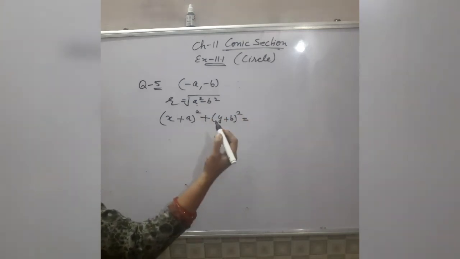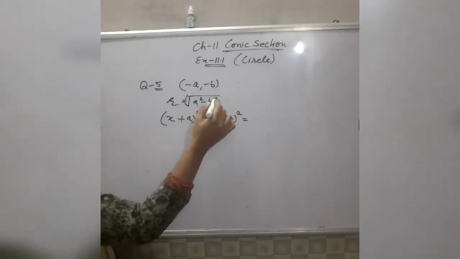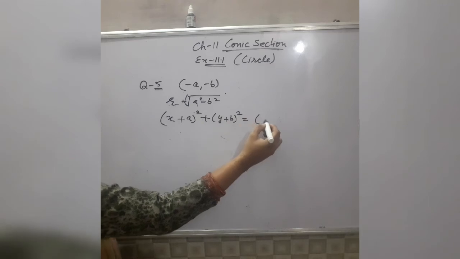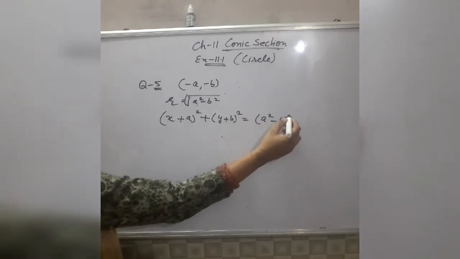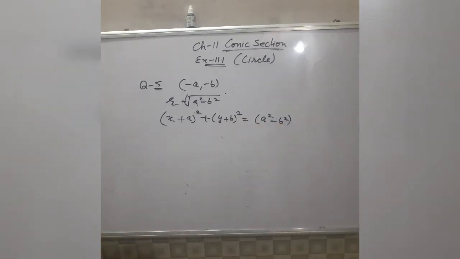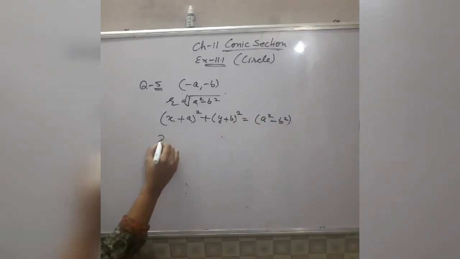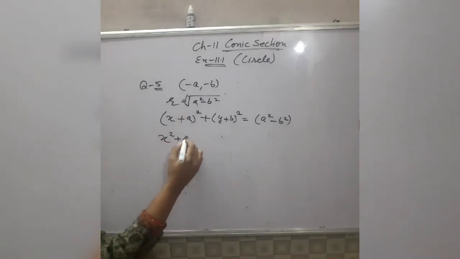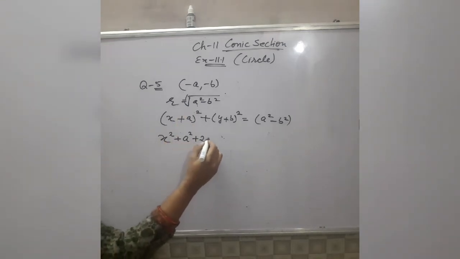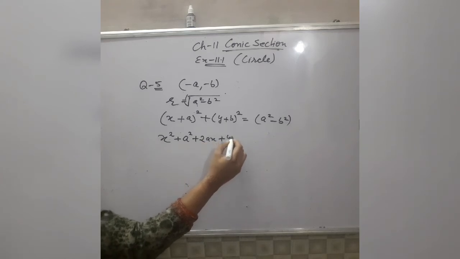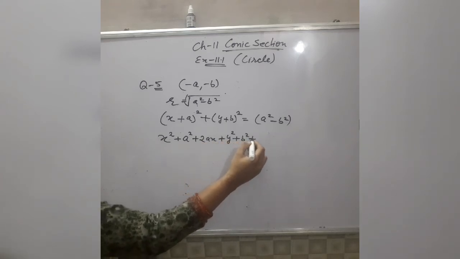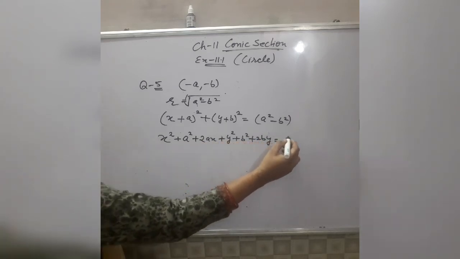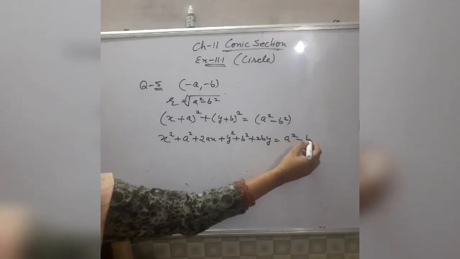This is equal to r square, and when you take the square of it, the square is cancelled with the root, and you will get a square minus b square. Now simplify it by using the (a plus b) whole square identity. It can be written as x square plus a square plus 2ax. Similarly, y square plus b square plus 2by is equal to a square minus b square.